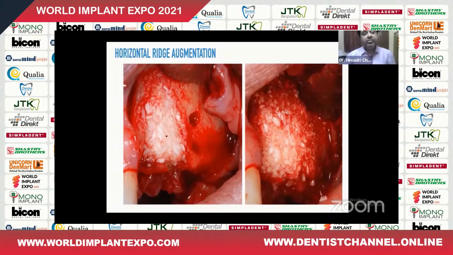allograft, or here my choice, if you are placing the implant a little late, is 75% xenograft with 25% autogenous graft mixed together, along with i-PRF liquid. We put it like a sticky bone, or you can straight away use some allograft.